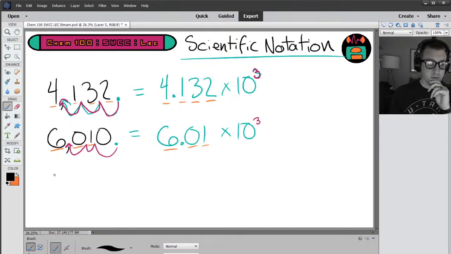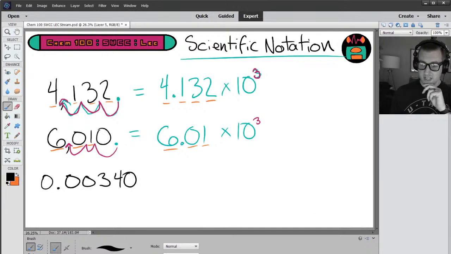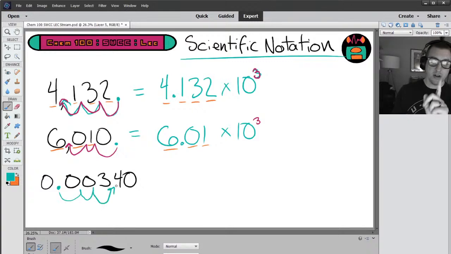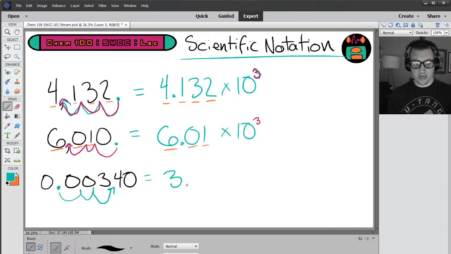Something that you should also be aware of: if I asked you to write 0.00340 in scientific notation, you find that decimal, just right here, and we're going to roll it back 1, no, I can do better. There we go, 1, 2, 3 spots. Now you'll notice here that we are moving it in the opposite direction. So this will be 3.40. Again, we have to keep 3 sig figs.